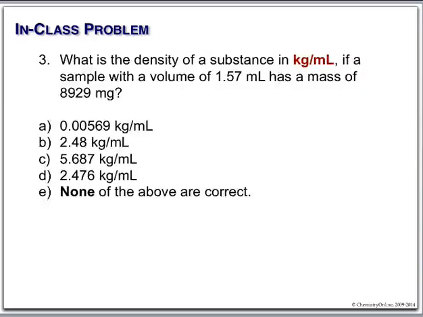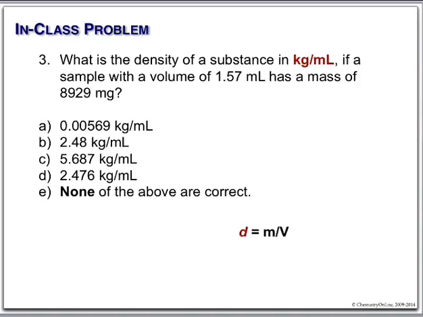Well, this one's a killer. I have a sample with a volume of 1.57 mL and a mass of so many milligrams. So I can get a density, can't I? Milligrams per mL. But this asks for kilograms per mL. So we're going to have to convert milligrams to kilograms, aren't we?